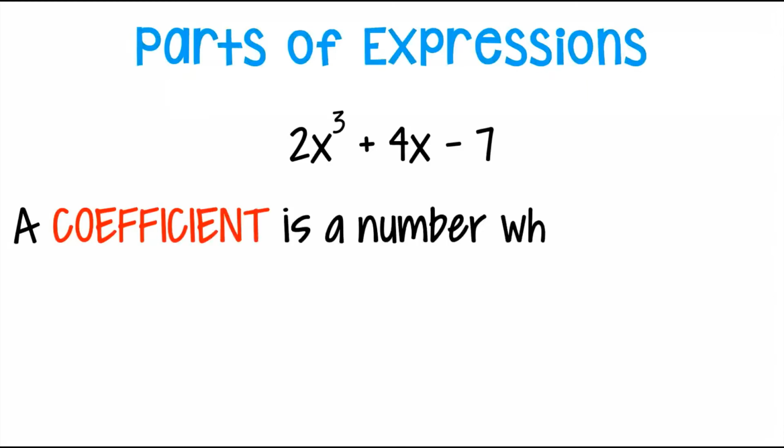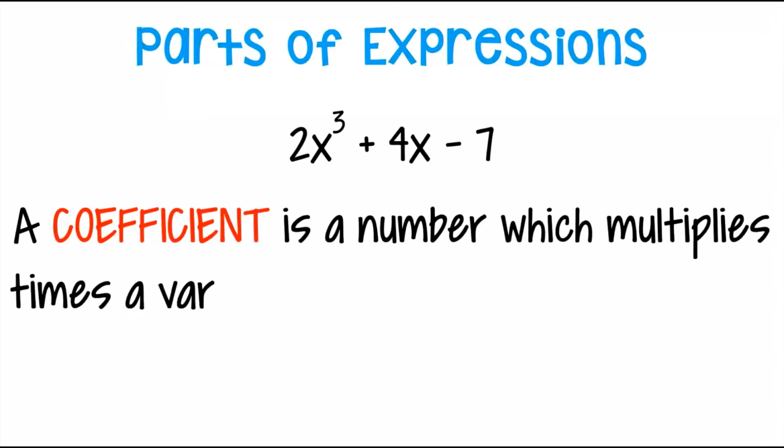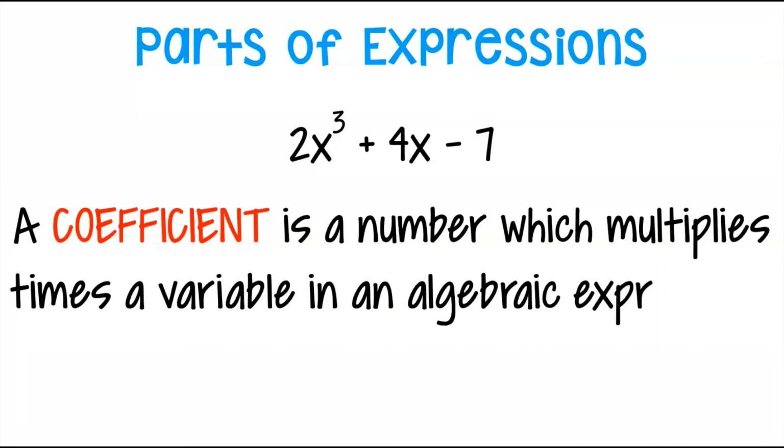All right, let's talk about parts of expressions. So we're going to use this expression for our example, and first we're going to find out what a coefficient is. A coefficient is a number which multiplies times a variable in an algebraic expression. So in this case, 2 and 4 will be our coefficients.